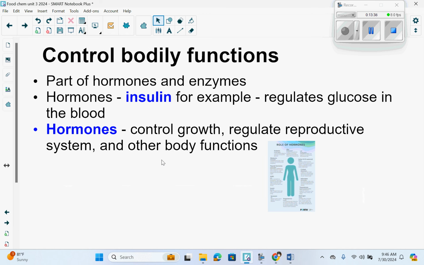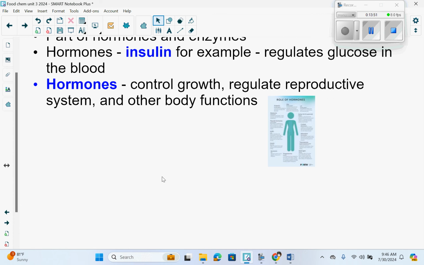They control bodily functions. They're part of hormones and enzymes. Hormones such as insulin, for example, regulate glucose in the blood. Hormones control growth. They regulate the reproductive system and other body functions.